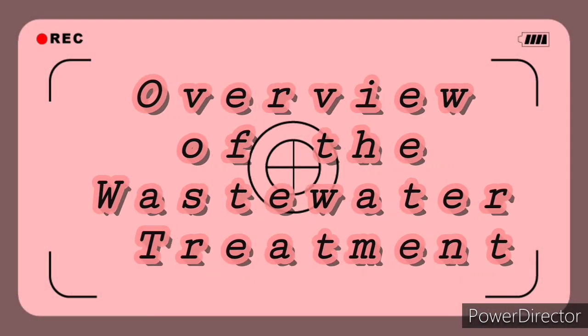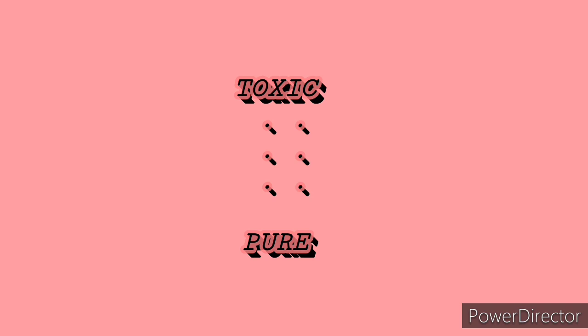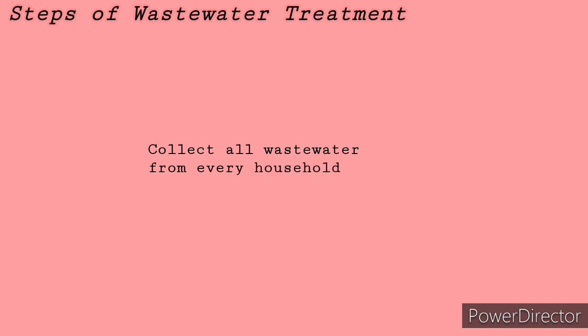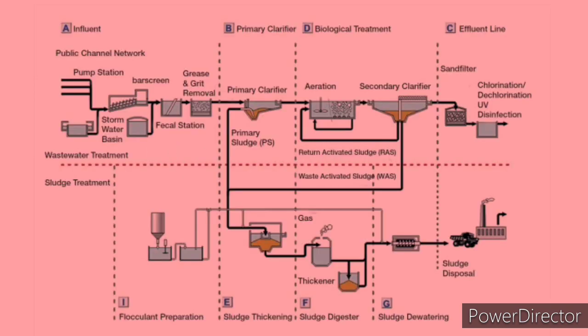Overview of the wastewater treatment process. So how can toxic water become pure water? Here are the steps of wastewater treatment. The first step is the collection of wastewater. All the wastewater from every single household in the neighborhood, formed out of every single home, is collected by huge collection pipes.